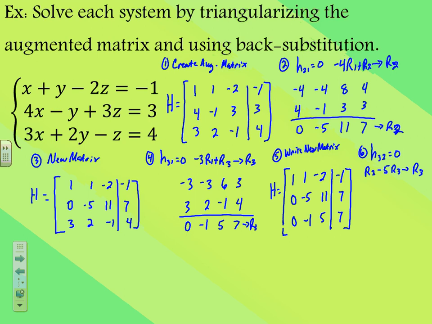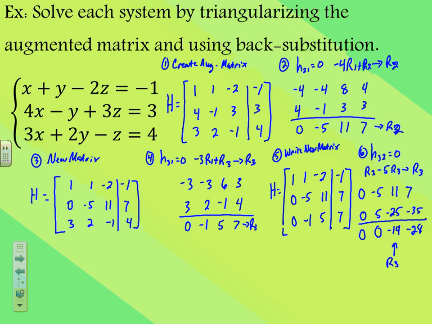So we're not going to do anything to row 2, so we have 0, negative 5, 11, and 7. And then row 3, multiply everything in there by a negative 5, and I'll get a 0, positive 5, negative 25, and negative 35. So combine everything, and we get a 0, my second 0 for the third row, which we wanted. The 11 minus 25 is negative 14, and 7 minus 35 is a negative 28. So this is my new row 3.